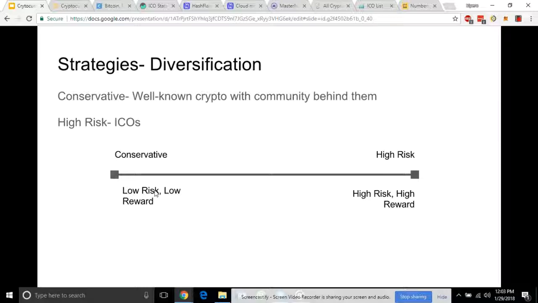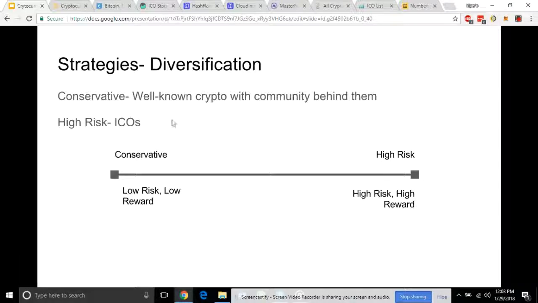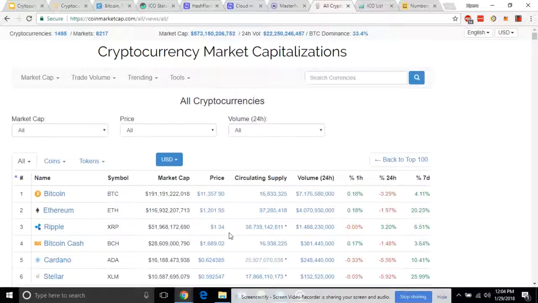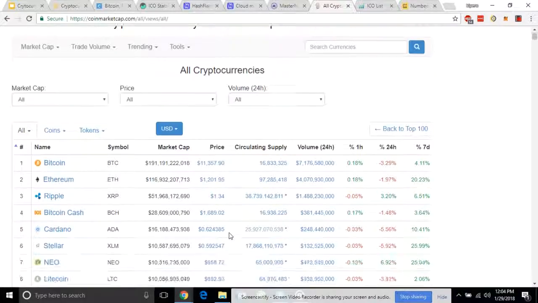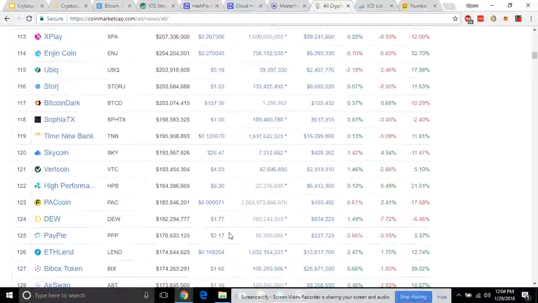Here I would like to focus on two ends of different strategies. One end is conservative and the other end is high risk. Conservative would be a low and steady return, like investing in some well-known cryptos like Bitcoin or Ethereum. High risk strategy is definitely investing in some low cap coins, like those between the 200 and 400 place according to market capitalization. You can check them out here.